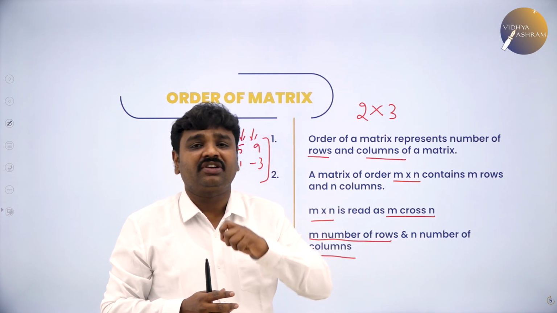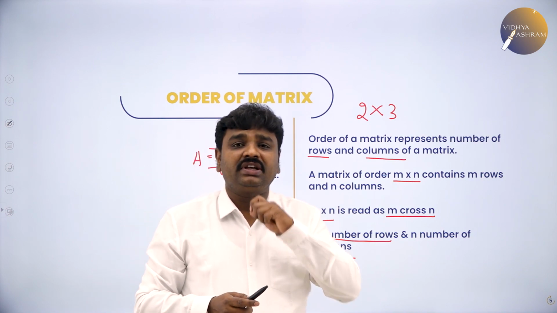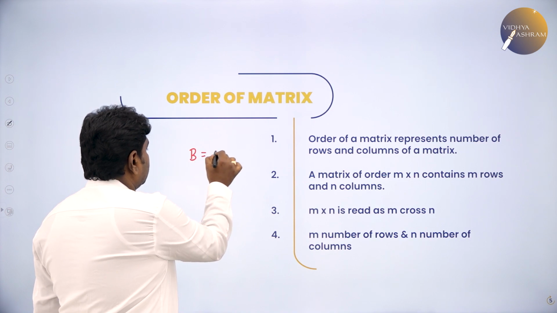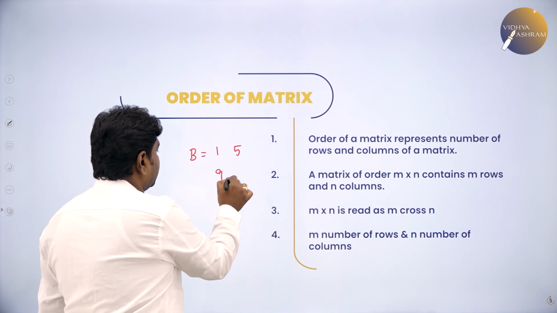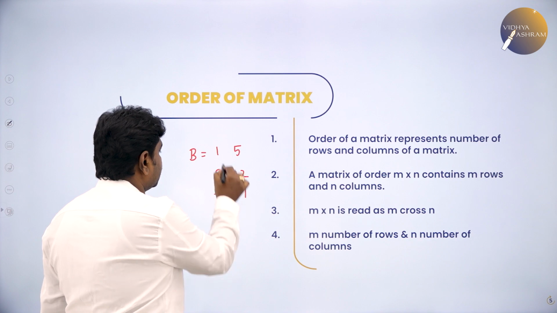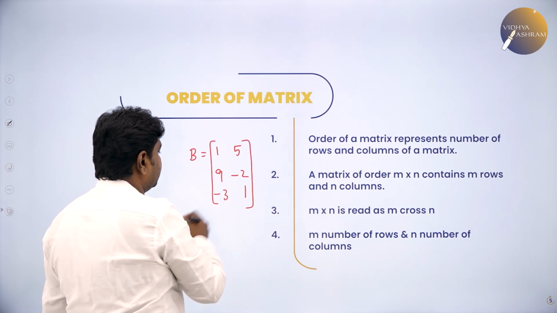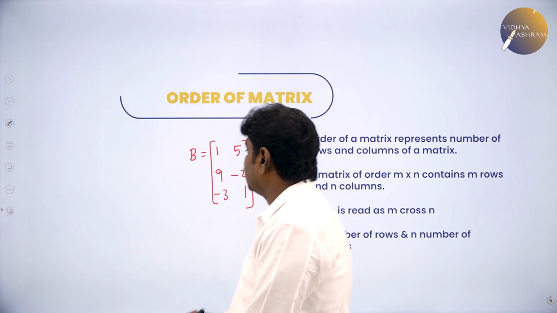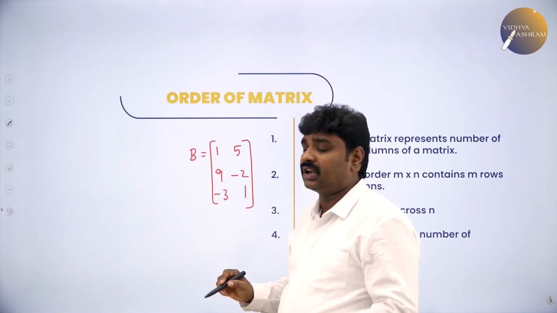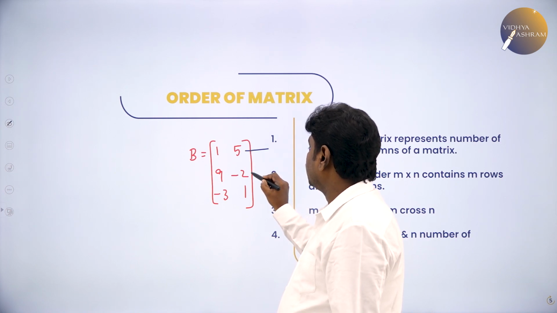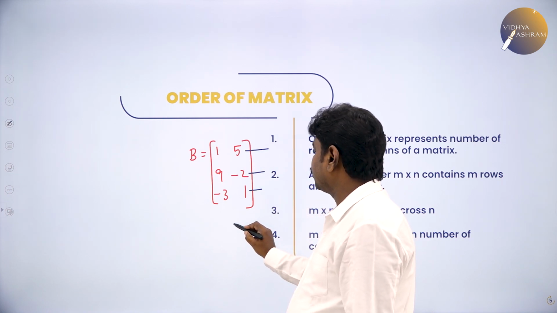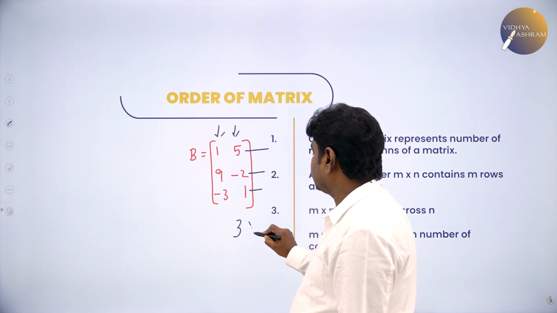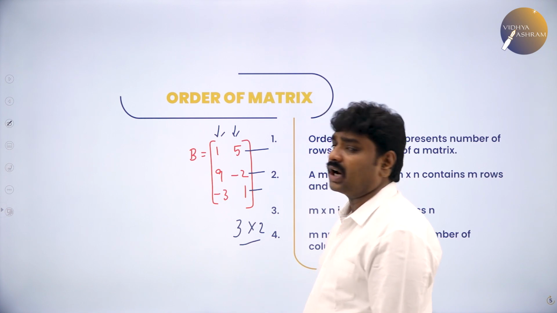An m cross n matrix means a matrix with m rows and n columns. So now I'll write a matrix: 1 5 9 minus 2 minus 3 1. I've written an arrangement of elements like this. What is its order? To find the order, the very first thing is to know how many rows are there. How many horizontal rows are there? 1 2 3. 3 rows are there, so 3. Now how many columns are there? 1 2. 2 columns are there, cross 2. So 3 cross 2 is the order.